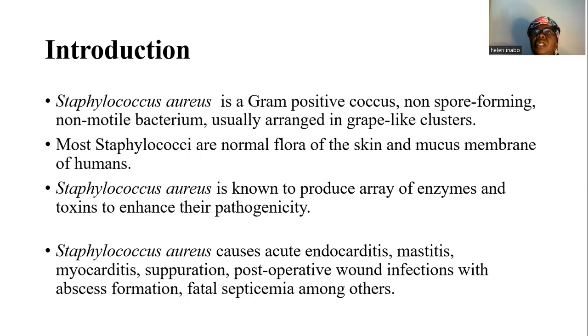Staphylococcus aureus is a gram-positive coccus, which is non-sporing, or it is a non-spore-forming organism. It is non-motile, and the cell arrangement under the microscope is the grape-like clusters, or the cells are arranged like a bunch of grapes.